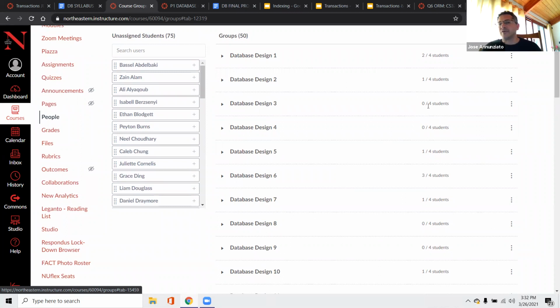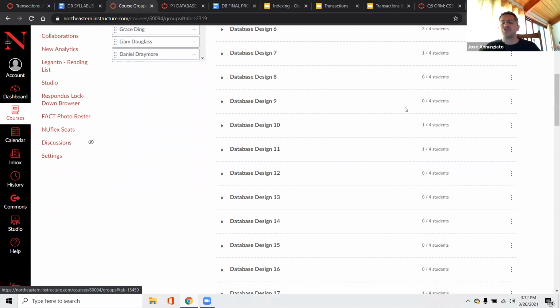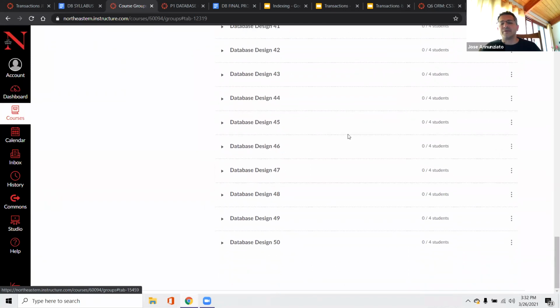If one of your team members could find a group that doesn't have any students, if they could join that group, in that way they will be claiming that group, and then they can let all the other team members know, hey, I was able to join team number 48 or whatever. And then all the other team members can come in here and join group number 48.